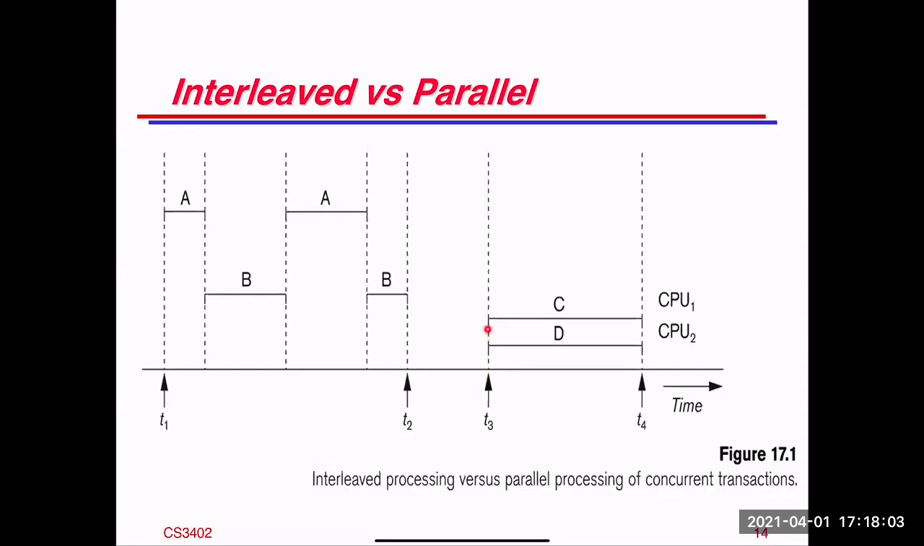And here, on the other hand, we have two separate CPUs, and you can see that two transactions, C and D, are running simultaneously, and we have a true parallel execution. As I mentioned, we're going to look at the interleaved concurrency model for the rest of this lecture.